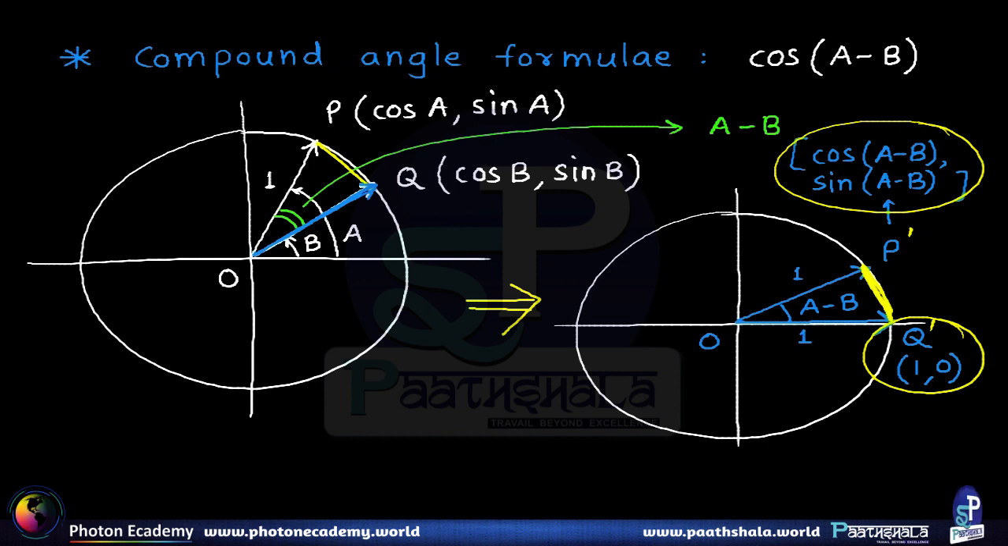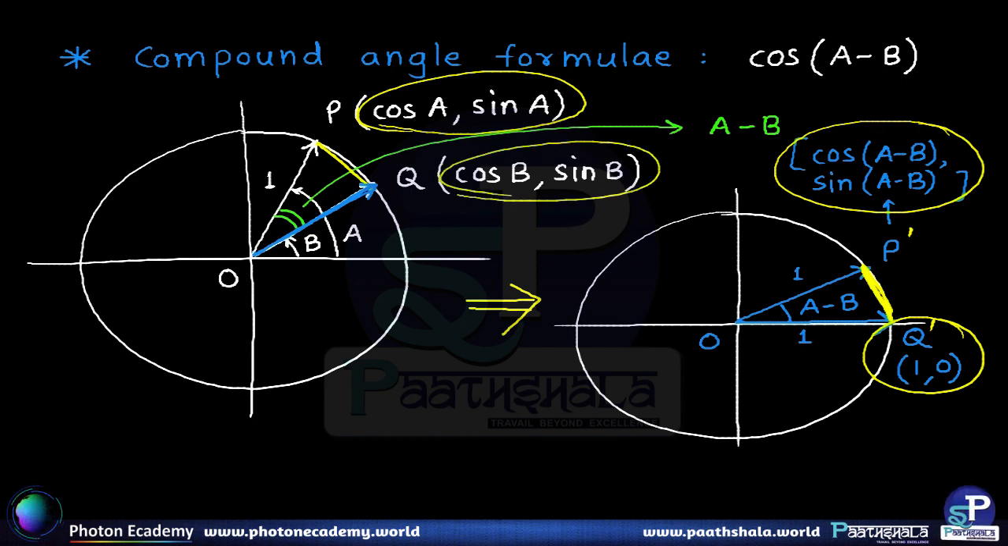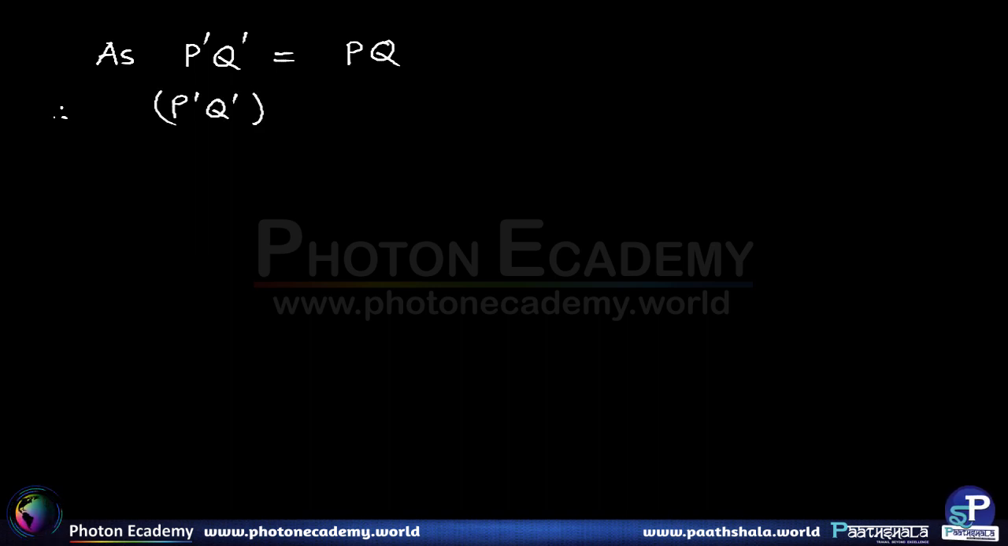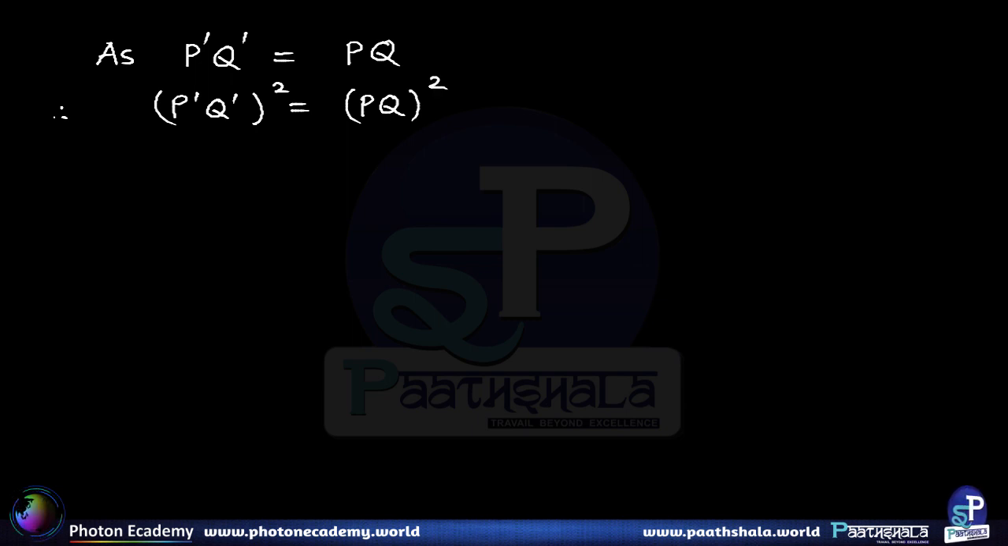Whereas PQ is the distance between the point (cos A, sin A) and (cos B, sin B). So let us go to the next page and do the quick derivation. Now here let's write P'Q' equal to PQ. Therefore we can write P'Q' squared is equal to PQ squared, because ultimately in the distance formula we will have square root on both sides, which we can eliminate by squaring both sides in advance.